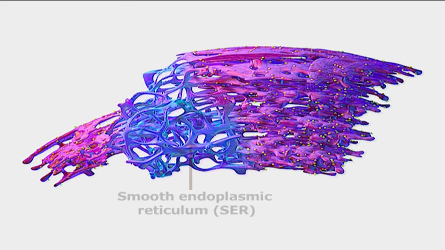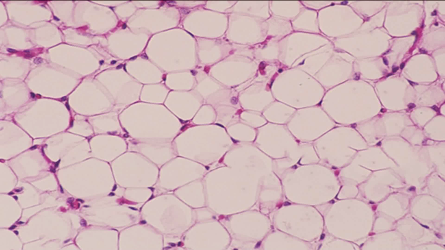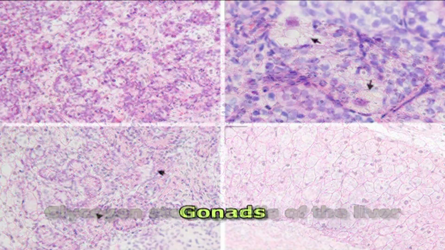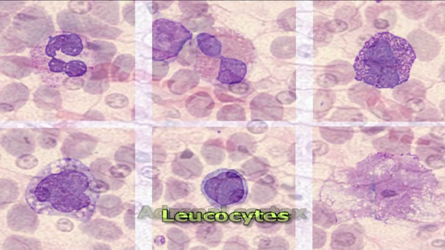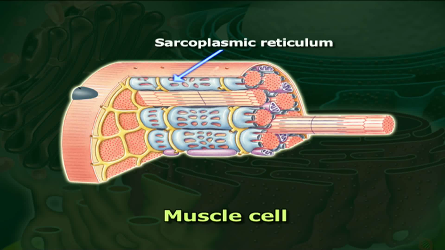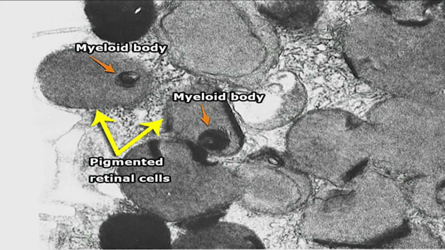metabolism. The smooth endoplasmic reticulum, that is SER, is devoid of ribosomes. The SER is found in adipose cells, interstitial cells, glycogen storing cells of the liver, gonads, adrenal cortex and leukocytes. The muscle cells are also rich in SER, known as sarcoplasmic reticulum. In the pigmented retinal cells, it exists in the form of tightly packed tubules known as myeloid bodies.